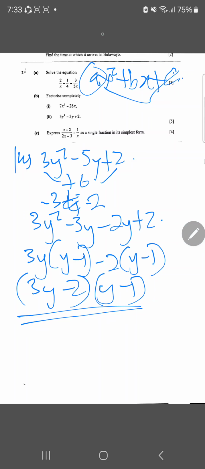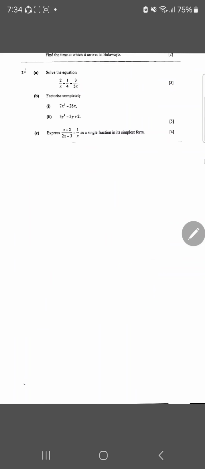So we are moving on to question number C. Question number C requires us to express as a single fraction. You have to be able to differentiate between an algebraic fraction and an equation of fractions. Sometimes we confuse these two. Let me work out question number C.